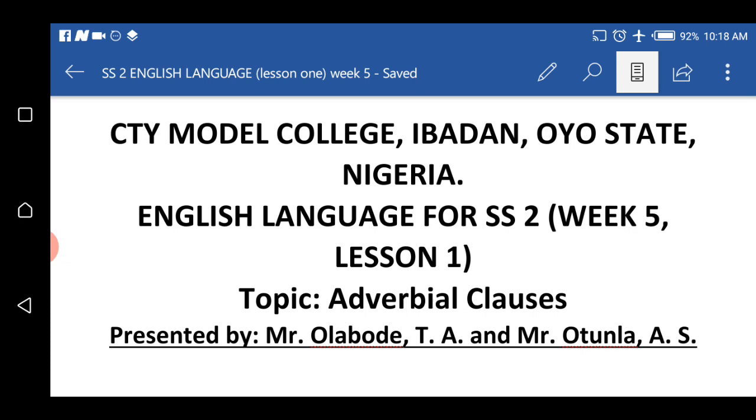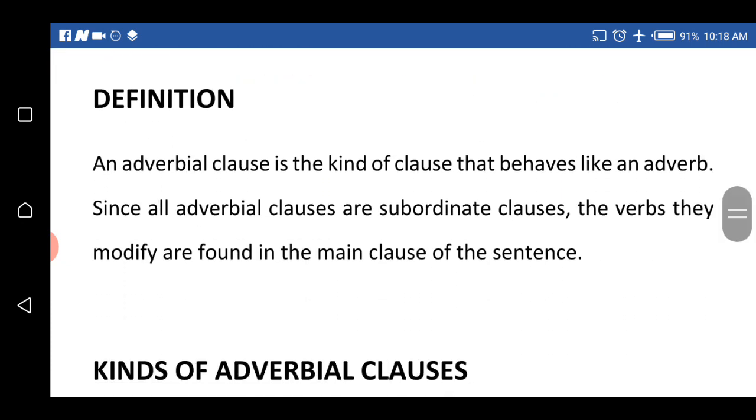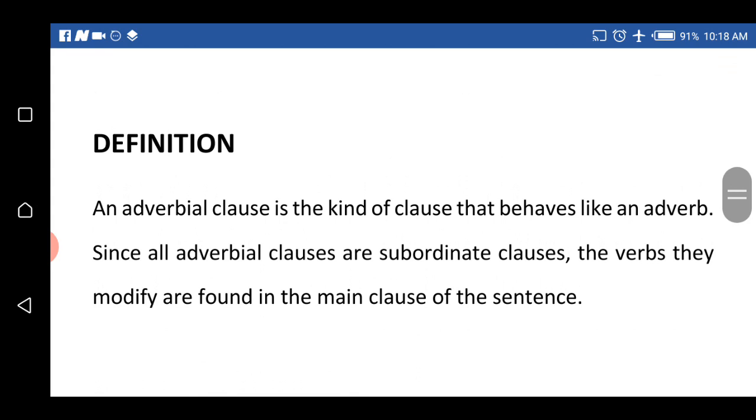Ameen. Today, inshallah, we are going to be looking at the topic adverbial clauses. What is an adverbial clause? An adverbial clause is the kind of clause that behaves like an adverb. Since all adverbial clauses are subordinate clauses, the verbs they modify are found in the main clause of the sentence.